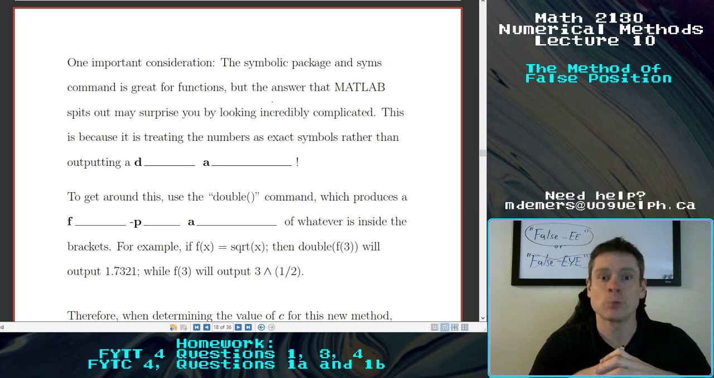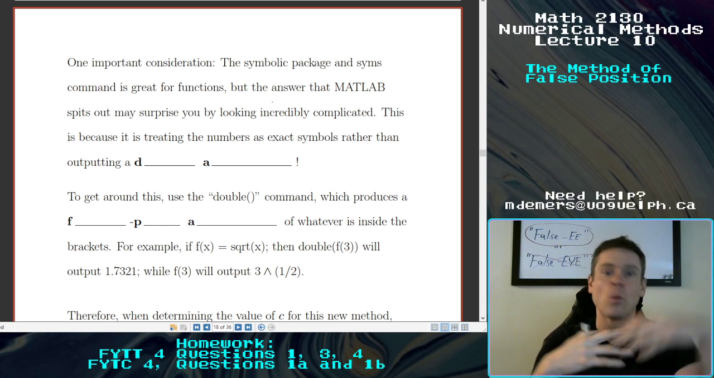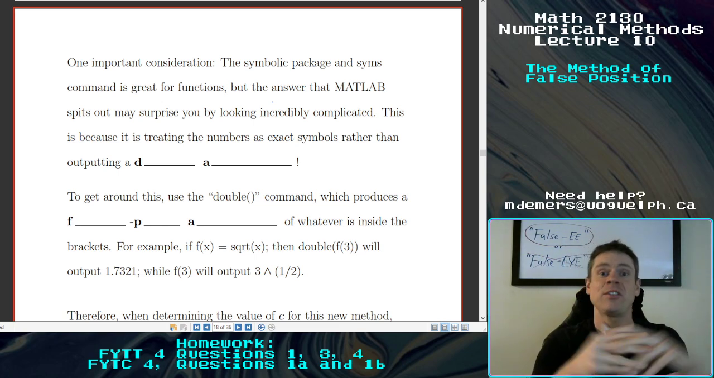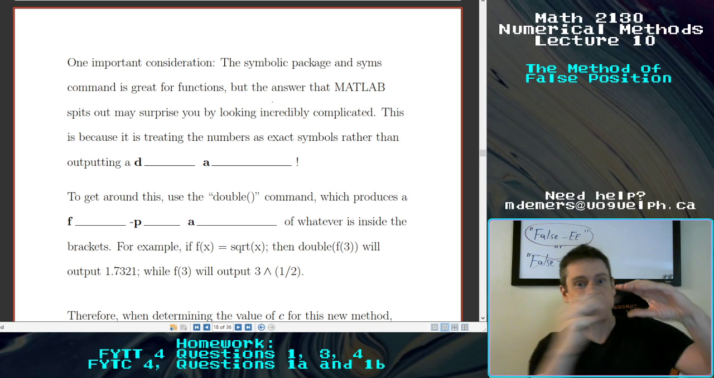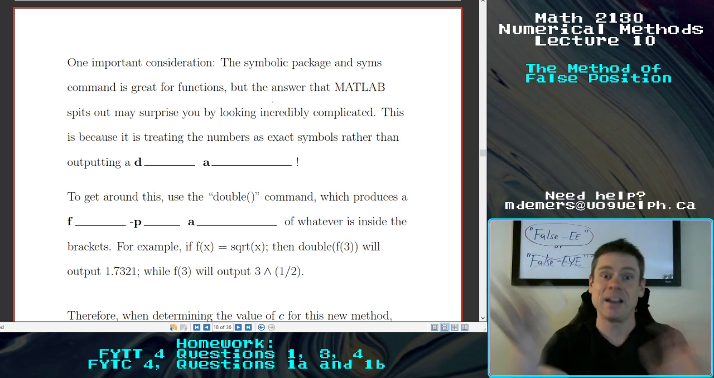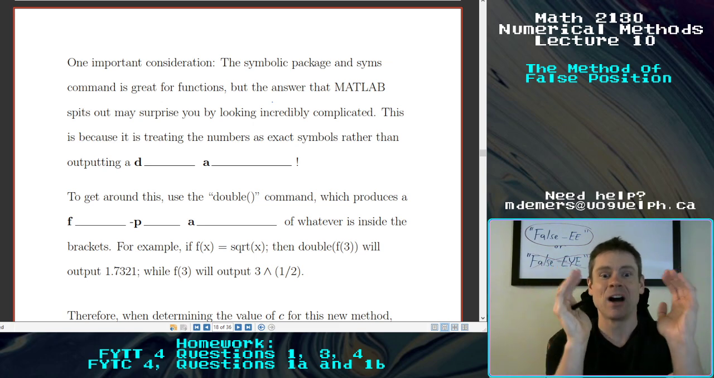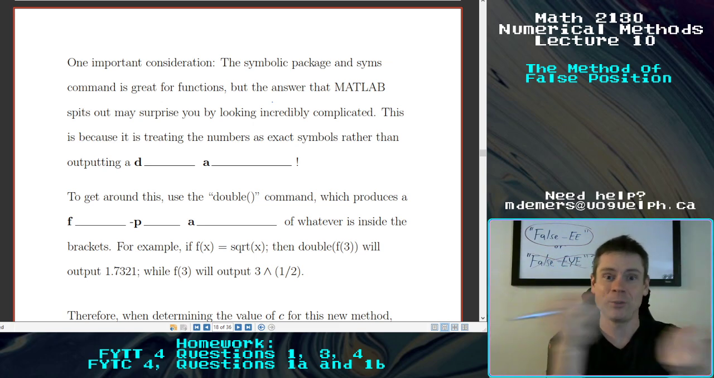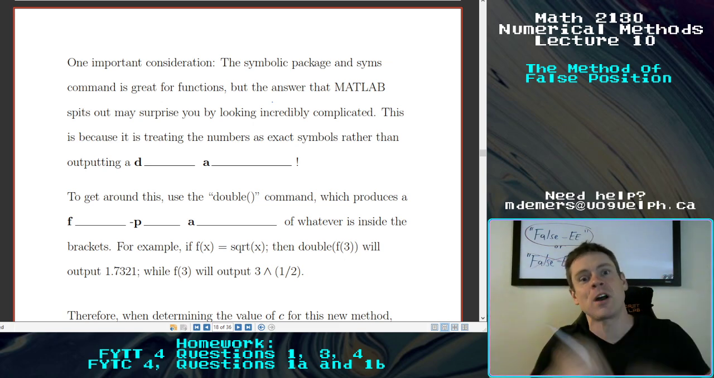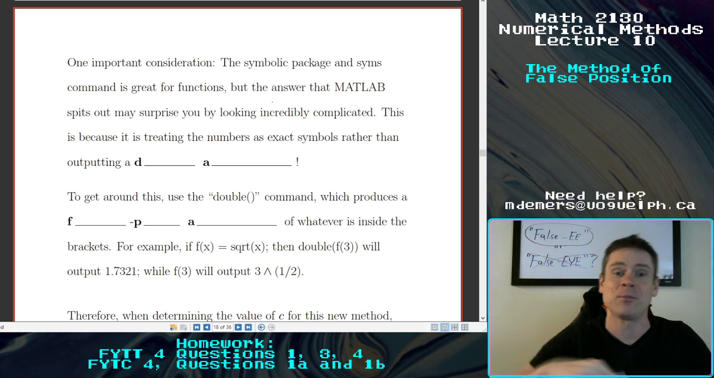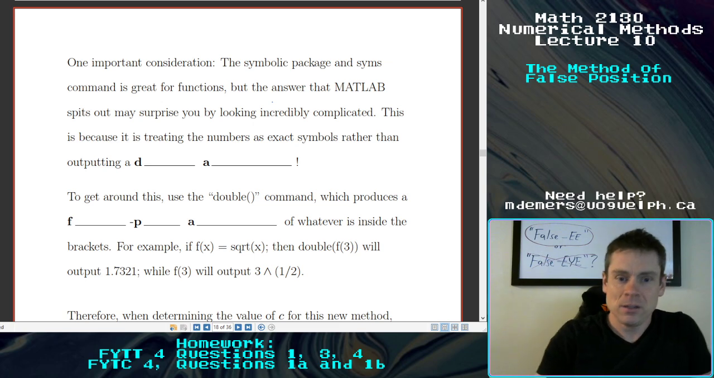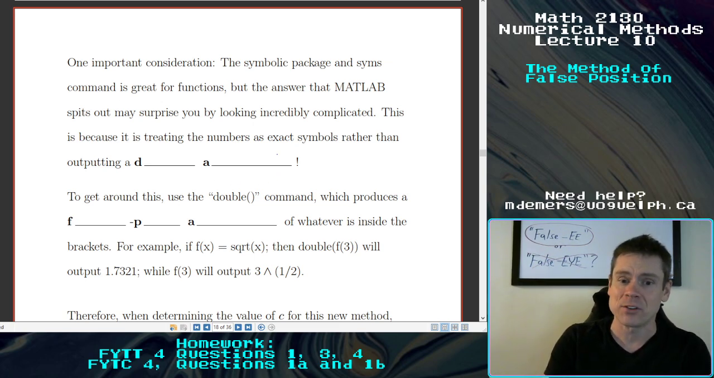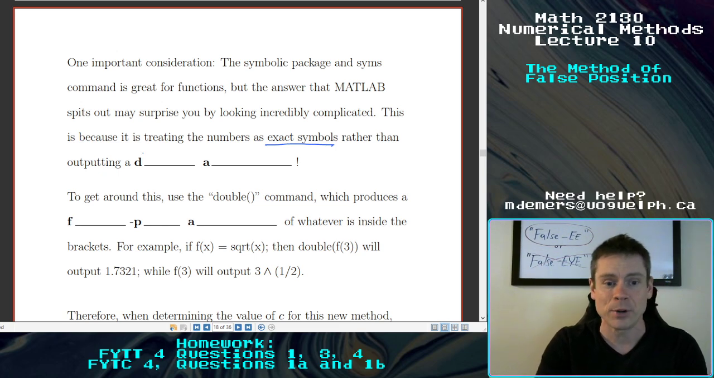For example, rather than see an answer of like 1.41 at some iteration, you might actually see square root of 2. And rather than see a decimal expansion of whatever a complicated set of commands is, you'll see literally that complicated set of commands applying to your number. And that would just grow and become very hard to process for human eyes after many steps, because it's just going to grow and have more and more commands applied to it to give an exact answer. So this is because it's treating numbers as exact symbols rather than outputting a decimal approximation.